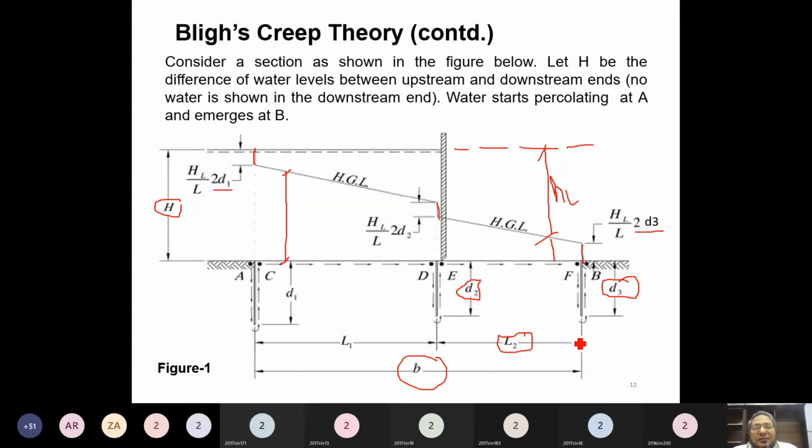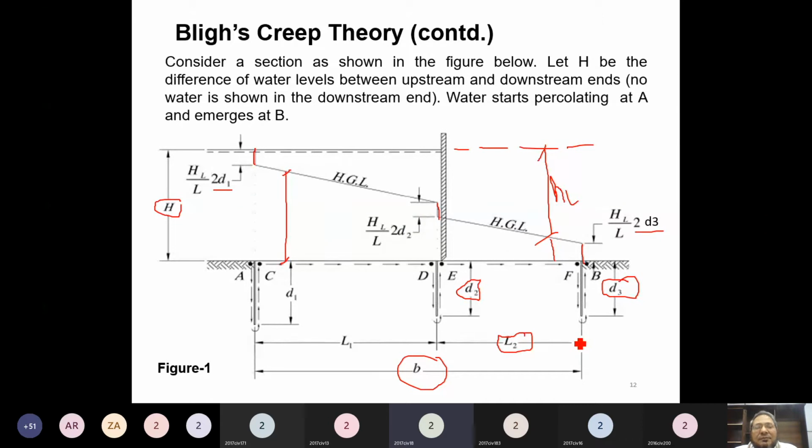Okay? So where is this line placed in the field? What do you think? Hydraulic grade line is an imaginary line? Sir, it's an imaginary line. I'm talking about the hydraulic gradient. Yeah, the hydraulic gradient is basically the slope of the hydraulic grade line. So why are we using the hydraulic gradient here?